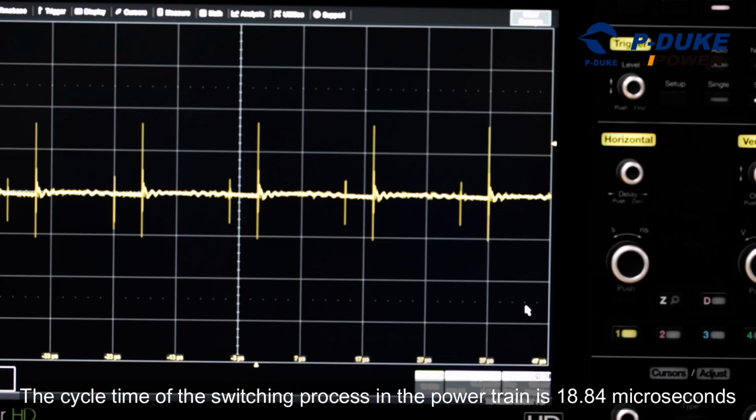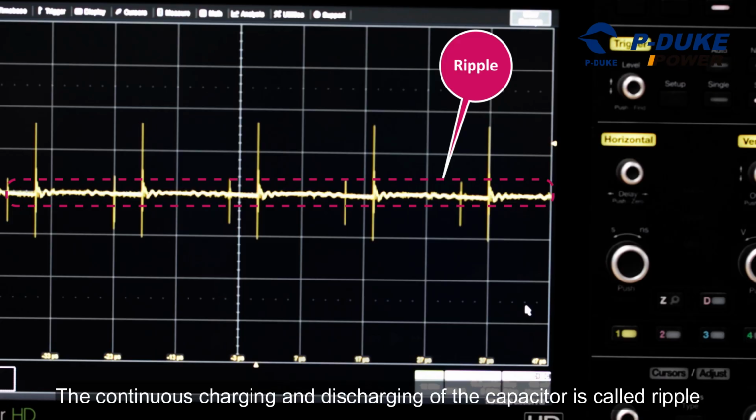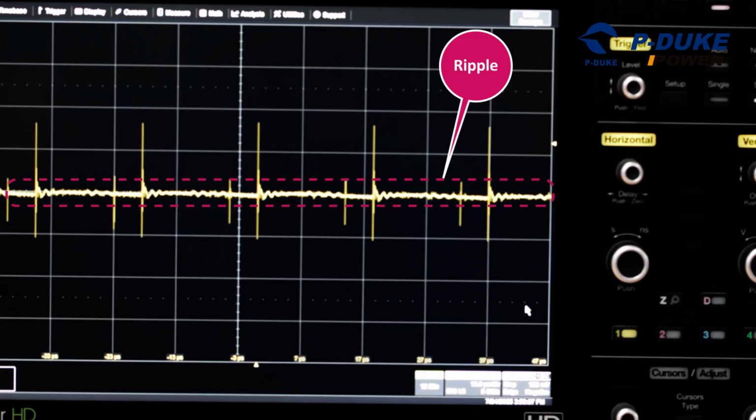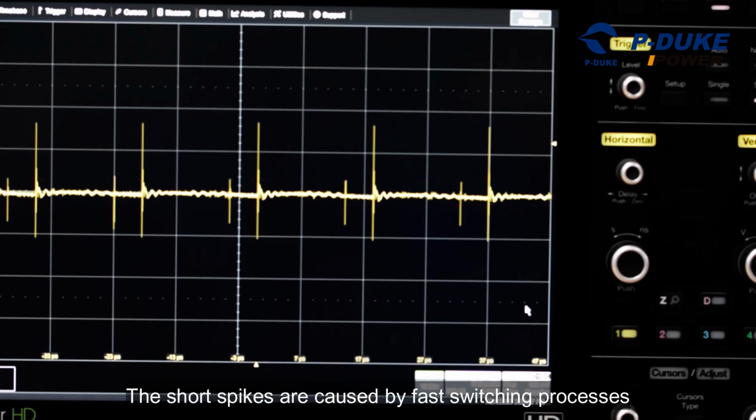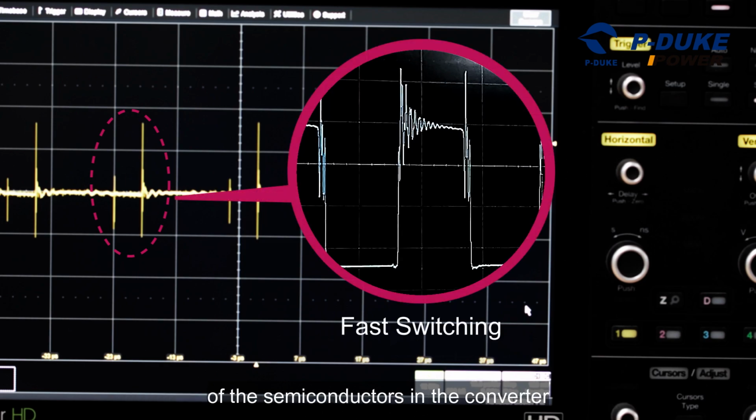The cycle time of the switching process in the powertrain is 18.84 microseconds, which means a switching frequency of 53 kHz. The continuous charging and discharging of the capacitor is called ripple. The short spikes are caused by fast switching processes of the semiconductors in the converter.